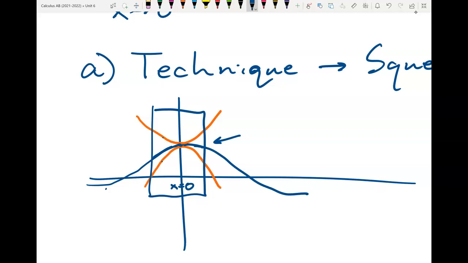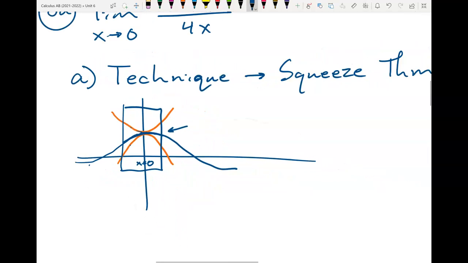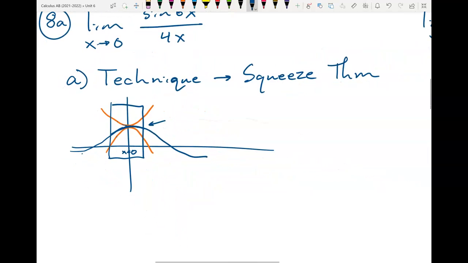And so as long as the limit of the upper function is equal to the limit of the bottom function, and this middle function is always between them, then we could say that the limit of the middle function is equal to the limit of the upper and the bottom. That is the squeeze theorem.